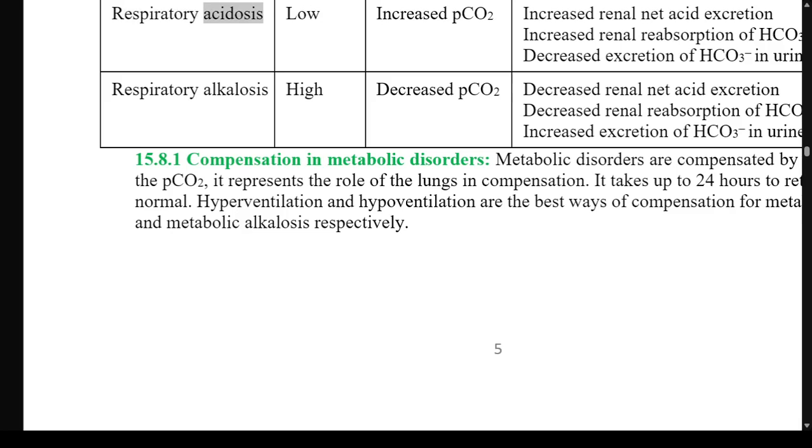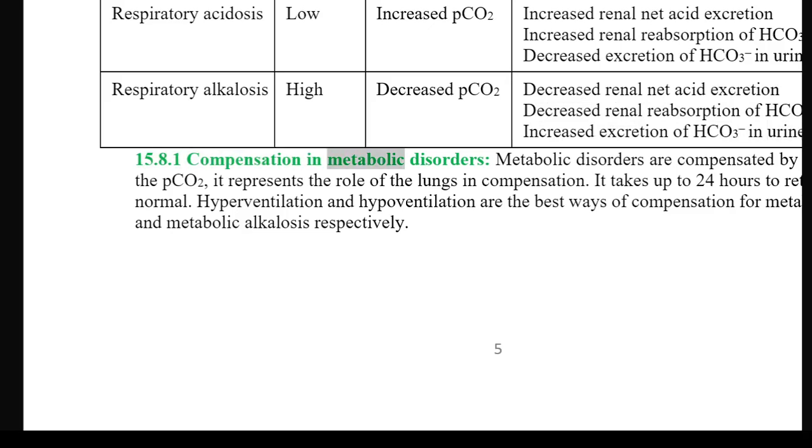Respiratory acidosis: low, increased PCO2, increased renal net acid excretion, increased renal reabsorption of HCO3, decreased excretion of HCO3 in urine. Respiratory alkalosis: high, decreased PCO2, decreased renal net acid excretion, decreased renal reabsorption of HCO3, increased excretion of HCO3 in urine.